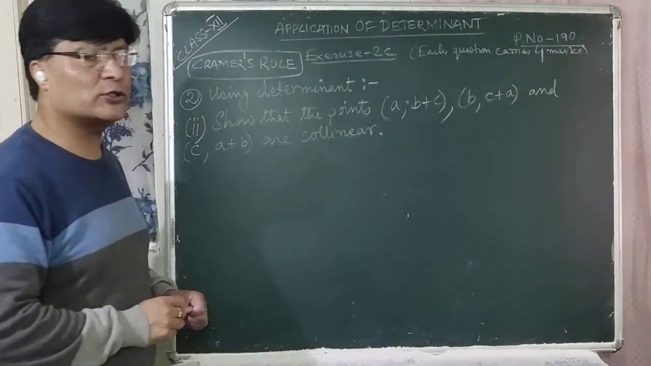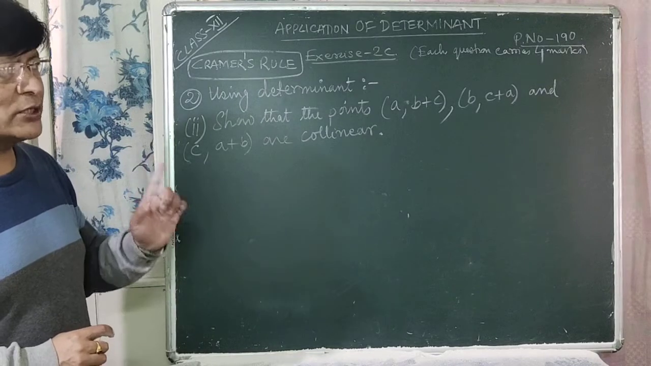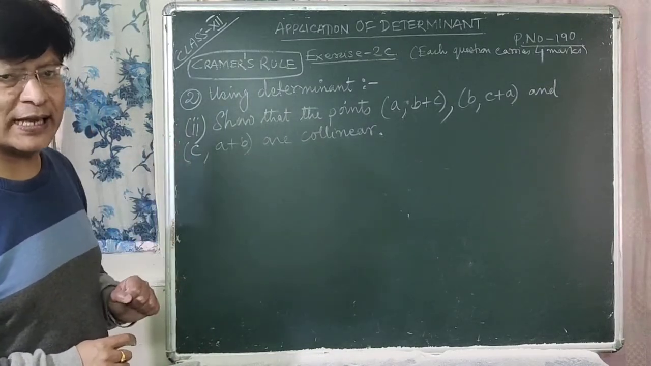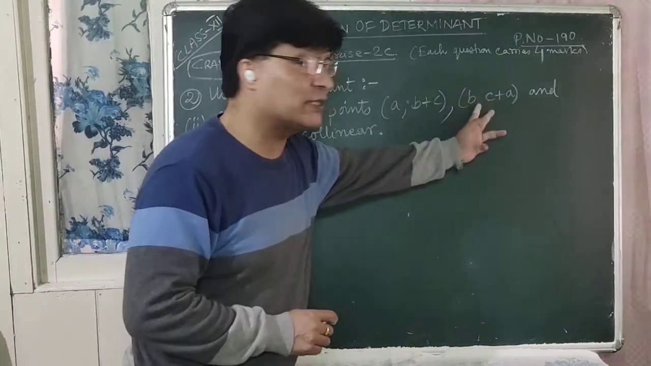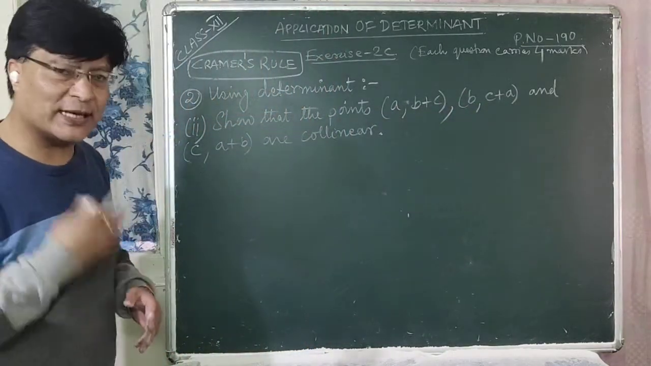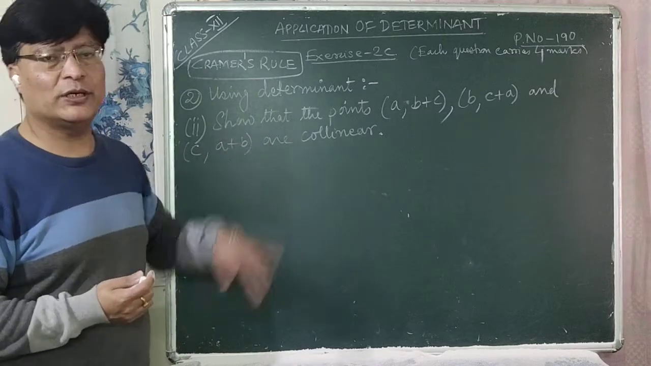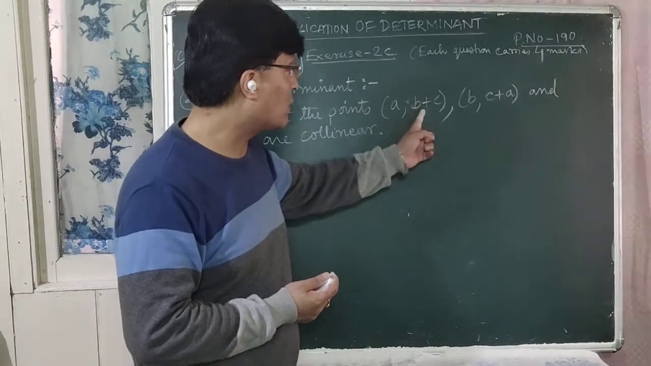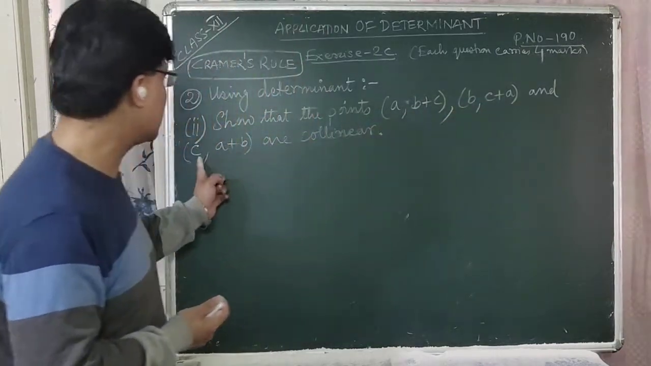So in this case, what should you find out? In this case, you have to find out the area of the triangle formed by these 3 vertices, and you should get 0. Then only the 3 points are collinear, right? So this is your x1, y1, this is x2, y2, and this is x3, y3.